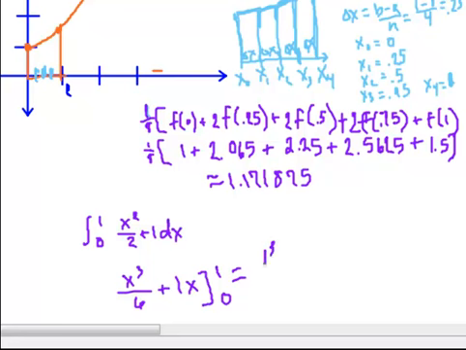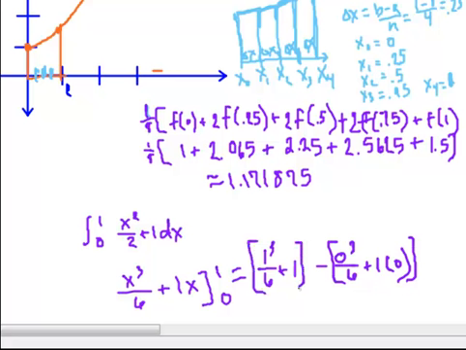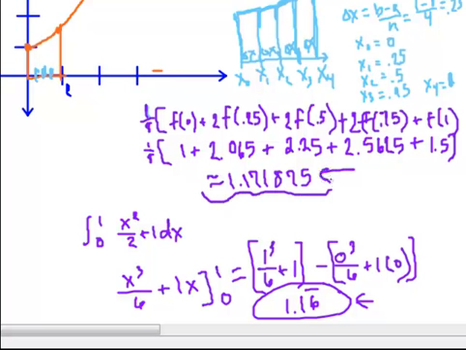So 1 cubed divided by 6 plus 1, minus, and then what I had to do was 0 cubed over 6 plus 1 times 0. So this is big F of 0. This is big F of 1. And then what it just comes down to is 1/6 plus 1, so 1.16 repeating. So this is the exact area using the fundamental theorem of calculus. But this right here was an approximation using trapezoids, and this was very, very close.